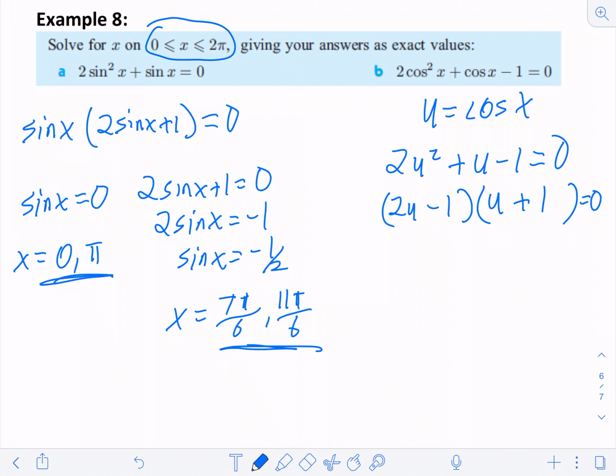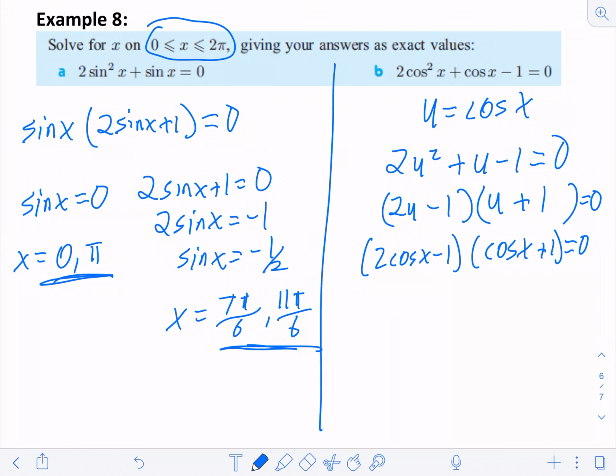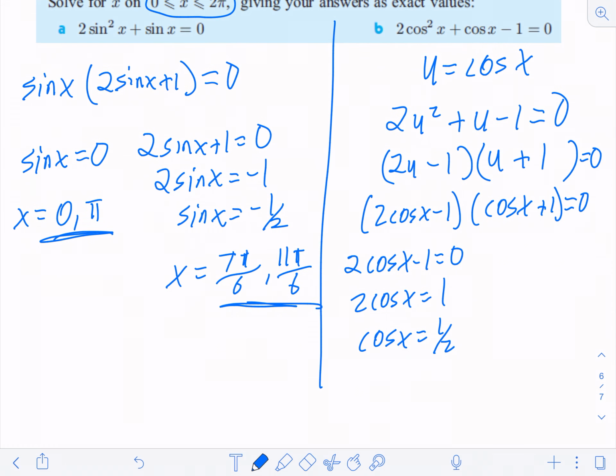So instead of u, put cosine back in now. So I'm going to have 2 cosine x minus 1 times cosine x plus 1 is equal to 0. And now I just set each one equal to 0 like I did with the other problem. So I have 2 cosine x minus 1 equals 0. So 2 cosine x equals 1. Cosine x equals 1/2. Where does cosine x equal 1/2? Where in my unit circle? At pi over 3 and 5 pi over 3. Got to know our unit circle.